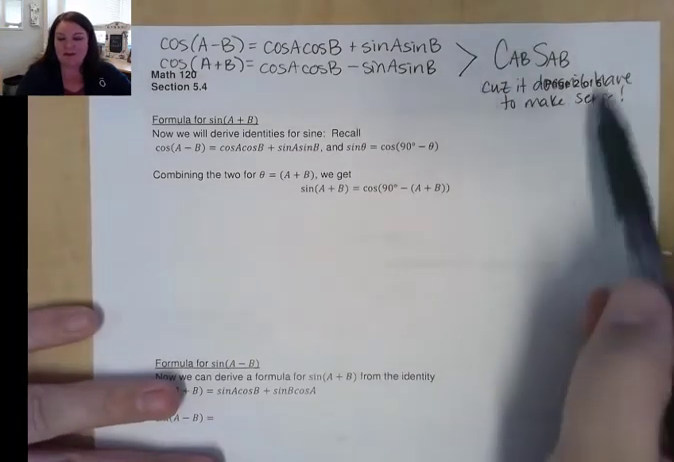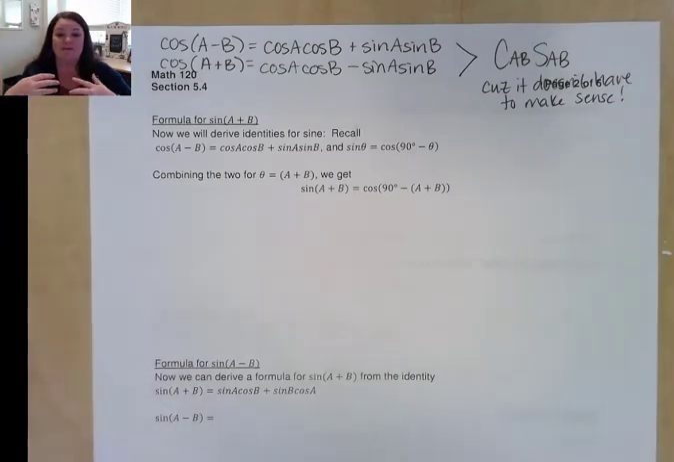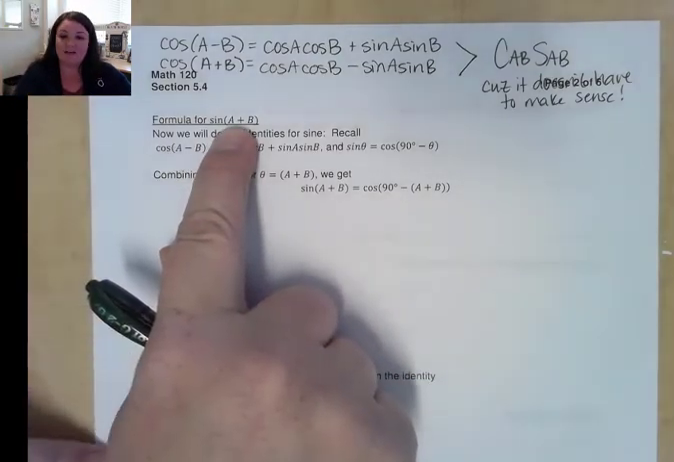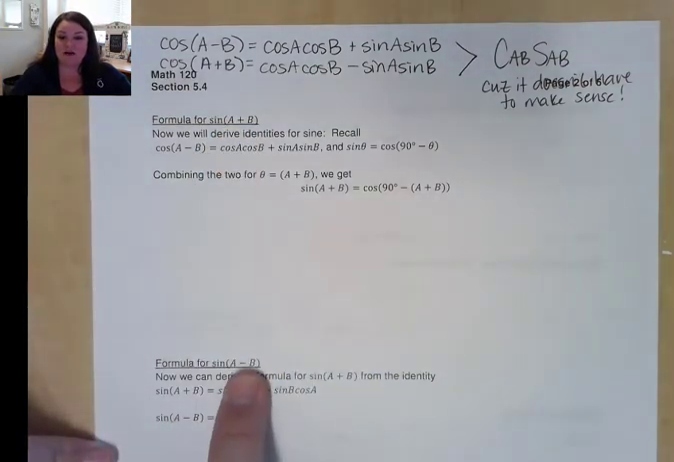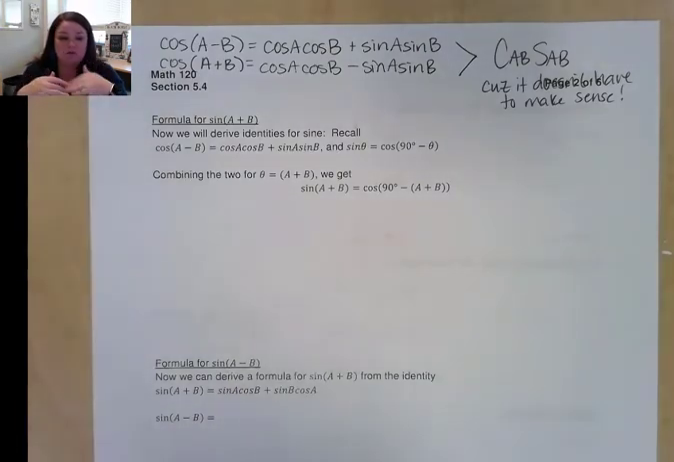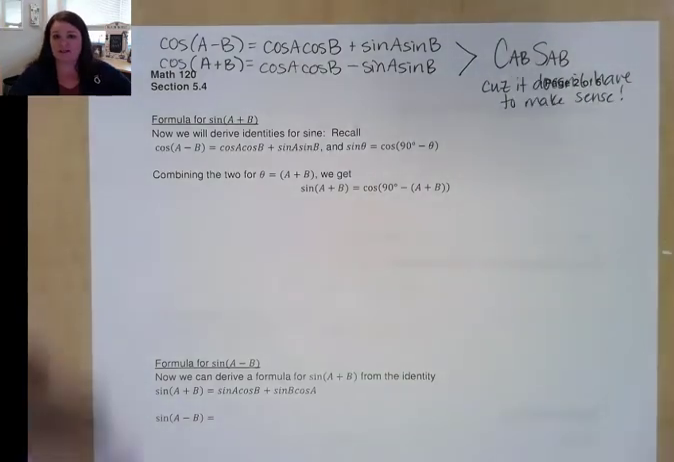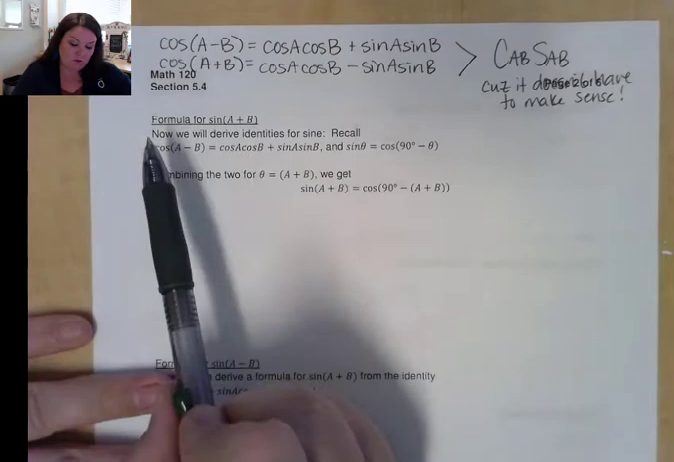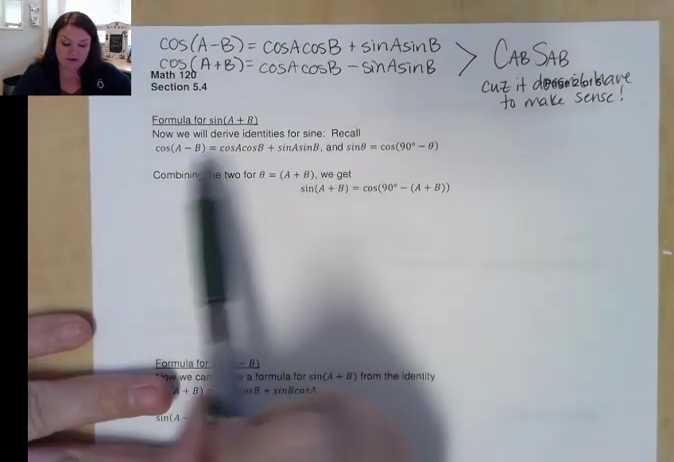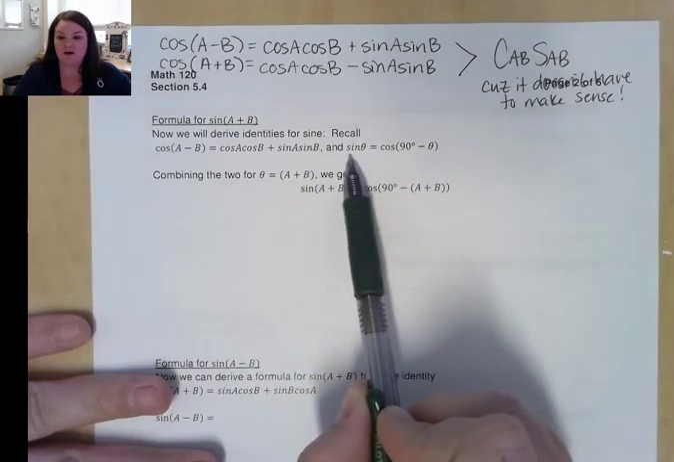All right, so that's a little reminder for our cosine identities. Now what we want to do is derive identities for the sine of an addition and also the sine of a difference, or a subtraction. So what we're going to be doing over the next couple pages is just deriving these identities, or proving these identities. And then I'll give you a fun way to remember the sine identities as well. Okay? All right. So we will derive the identities for sine, and we're going to recall our cosine of a difference. And then this was also a cofunction identity, right?